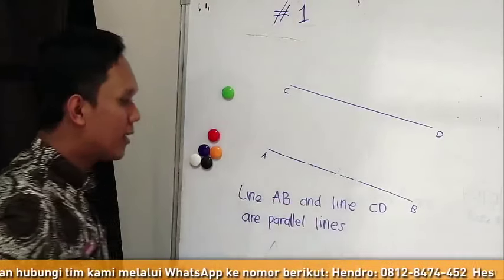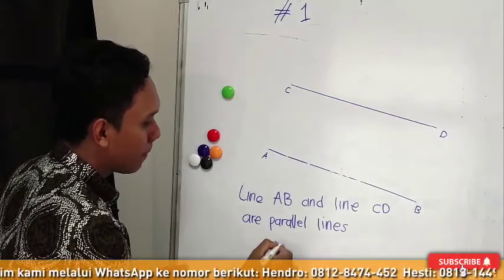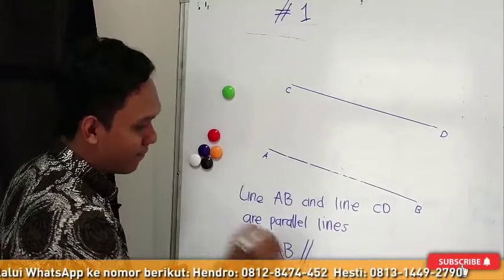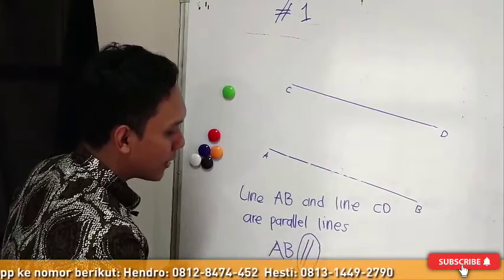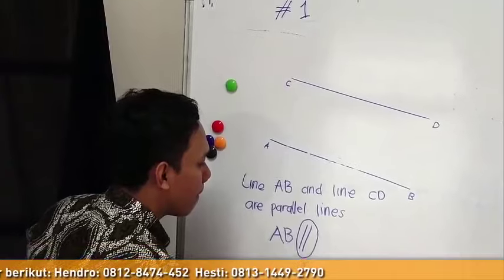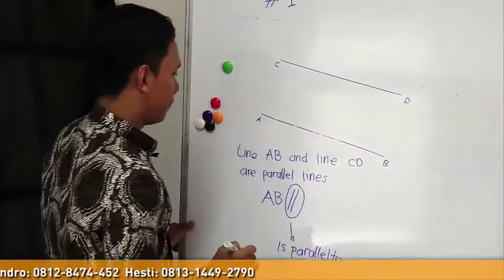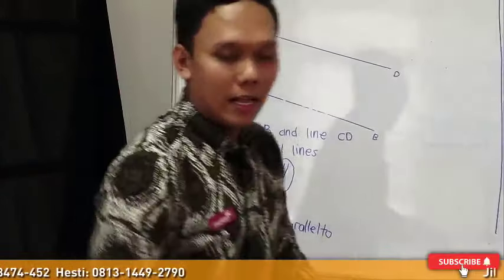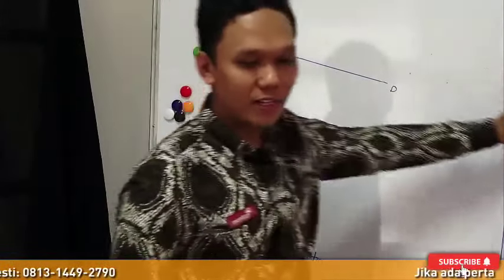We can use the symbol as well. So line AB parallel to line CD. Yeah, this is the symbol. This symbol stands for "is parallel to." Like that. So now let's draw another parallel line using strategy 2.